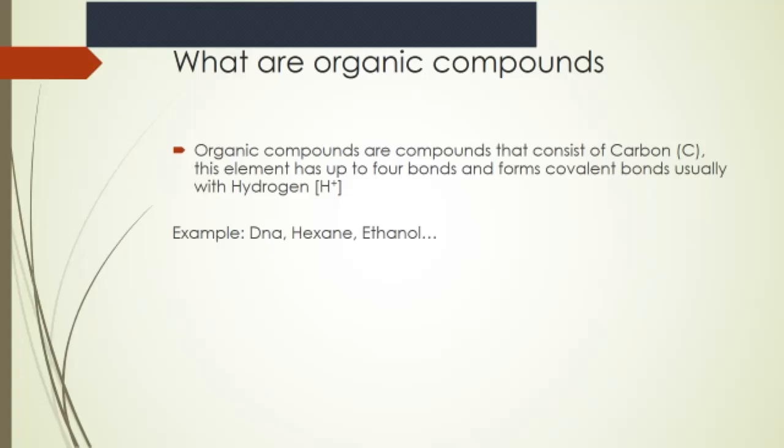I wouldn't say whether it's positive or negative because of that. A noble gas has 8 valence electrons. Carbon, on the other hand, has 4. For example, your DNA is an organic compound because it consists of carbon. Hexane is organic because it consists of carbons, as well as your ethanol.